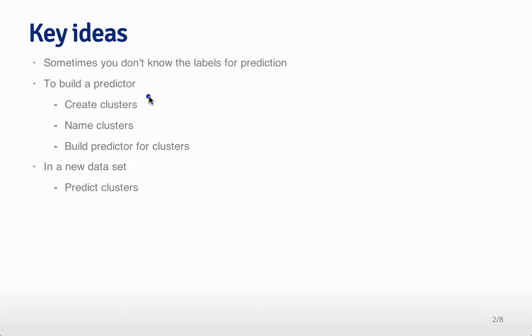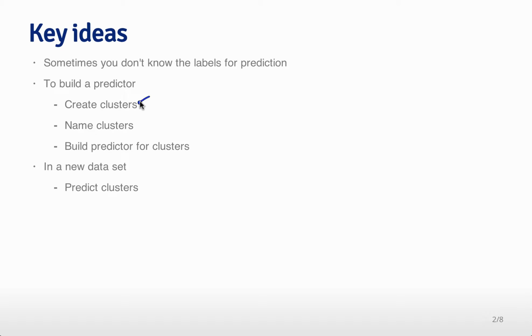So one way to do that is to create clusters from the data that you've observed, to add names to those clusters, and then build a predictor for those clusters. In a new data set, you're going to predict the cluster and apply the name that you've come up with in the previous data set. This adds several levels of difficulty to the prediction problem.